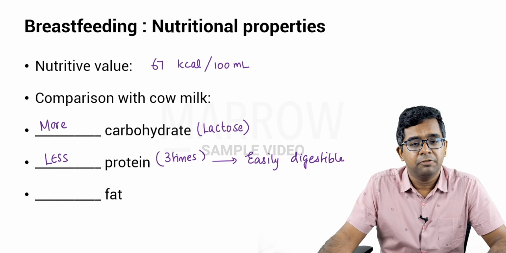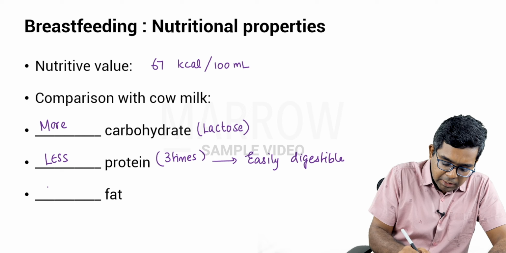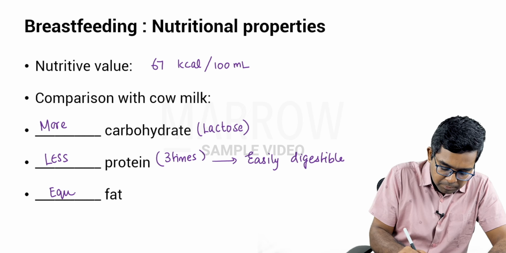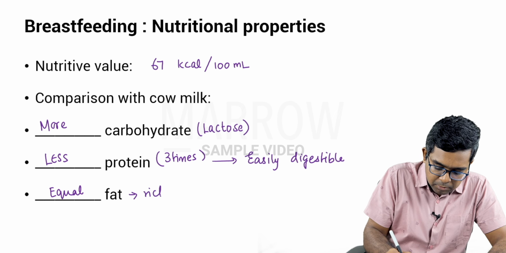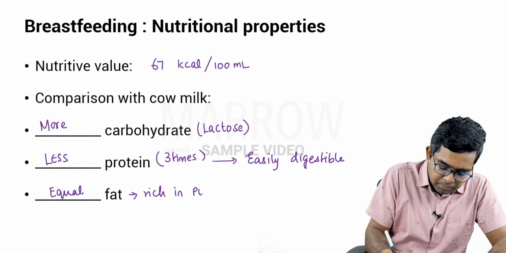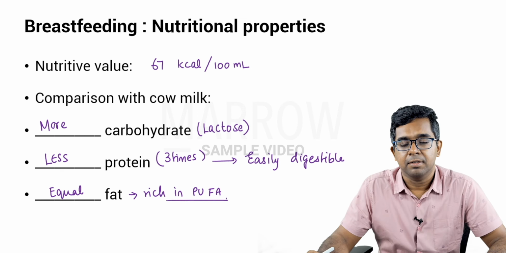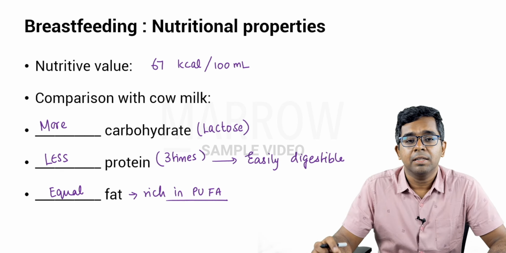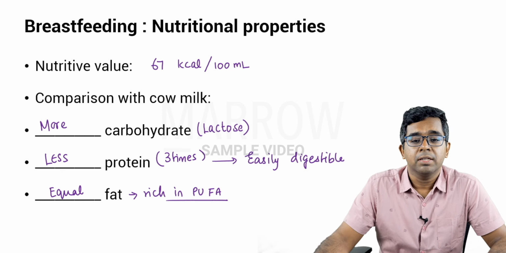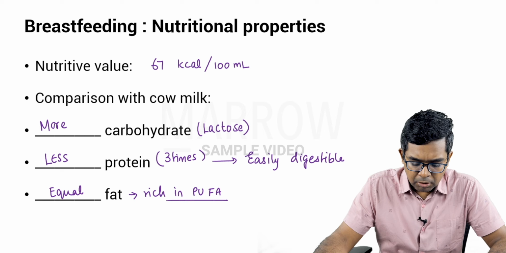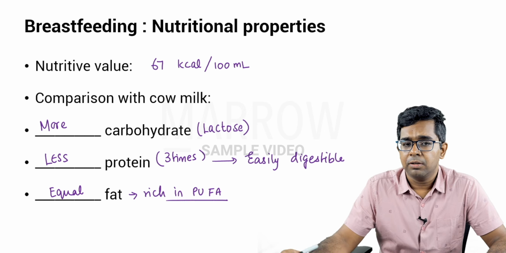And then we talk about the fat. It is almost equal amount of fat. However, when we talk about breast milk, it is rich in PUFAs, which is nothing but polyunsaturated fatty acid. So the amount of fat in the breast milk and cow milk is almost the same, but breast milk is rich in polyunsaturated fatty acids. Now, this is one aspect which is related to nutrition.